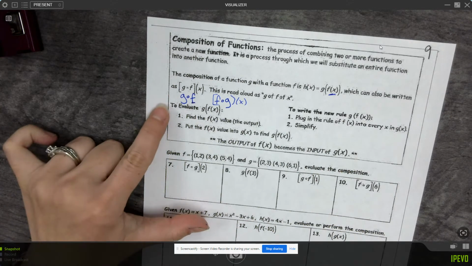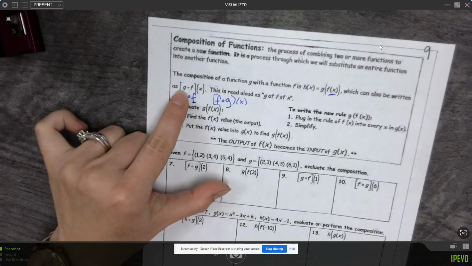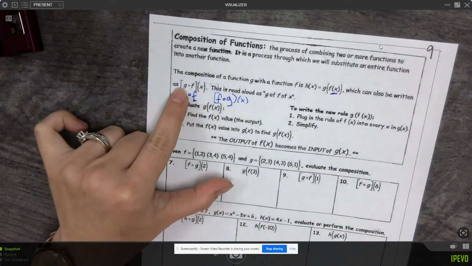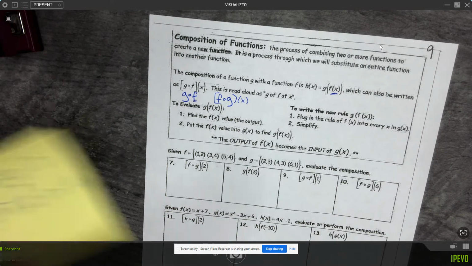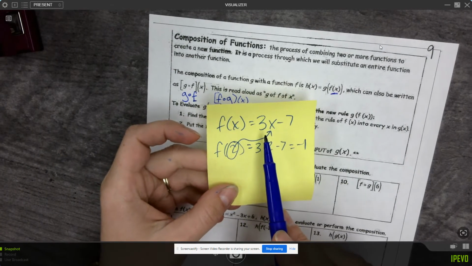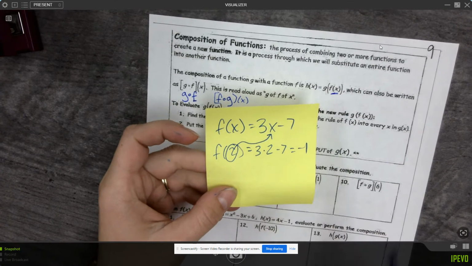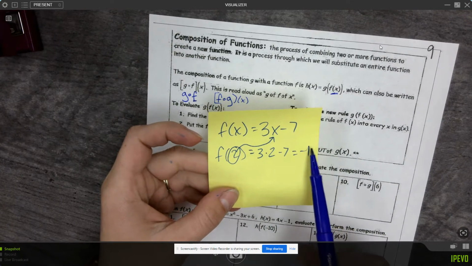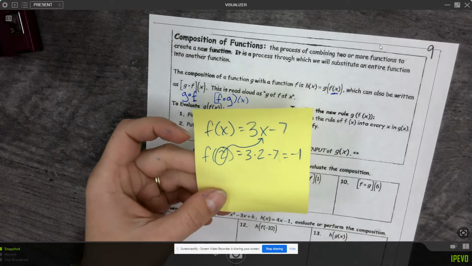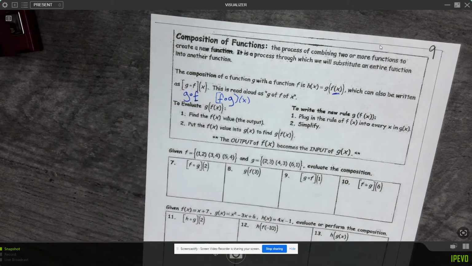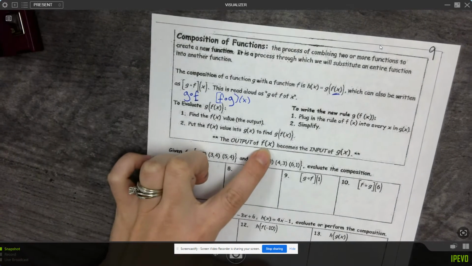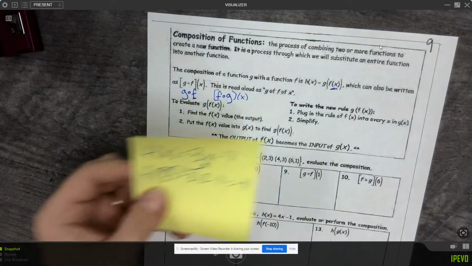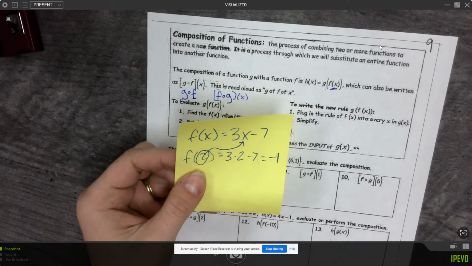Simplify. You also then can evaluate. So instead of finding g of f of x, I could find g of f of 2. Well, you would start by finding what f of 2 is by plugging 2 into f. You get an answer. It's negative 1. Then you're going to take g of that answer, negative 1, and plug that into g, get your new answer. So the output of f of x becomes the input of g of x. The output we got here becomes the input you put into the new one.